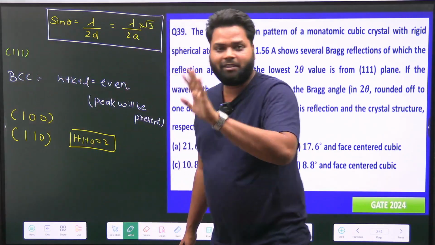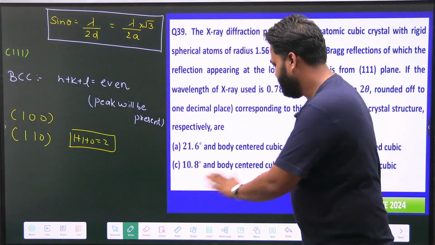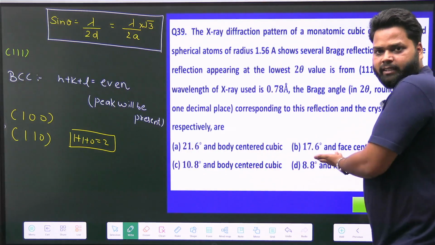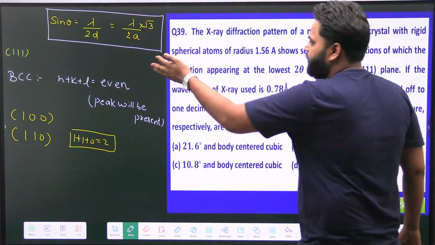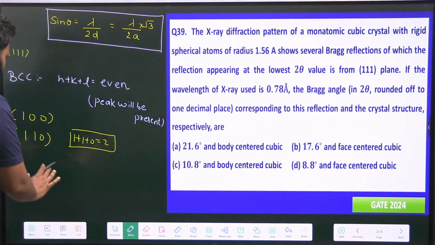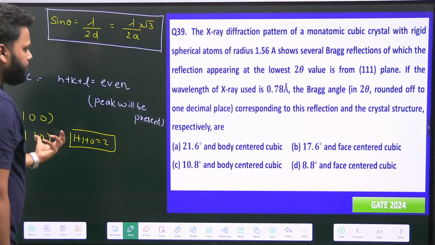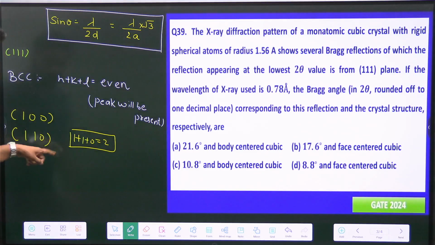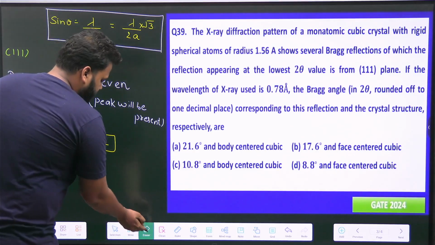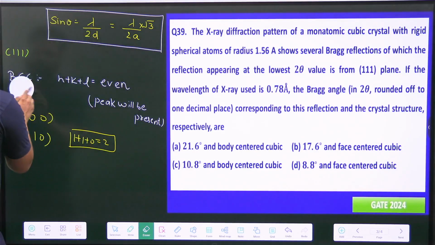So definitely this is not a body-centered cubic. This is not a BCC at all. So the other option is face-centered. Face-centered is correct, but let's check the face-centered separately. This is not a BCC because the smallest peak we can observe is at 110, not 111 for the BCC. Now let's check for the FCC lattice.